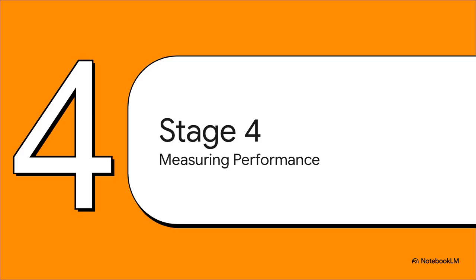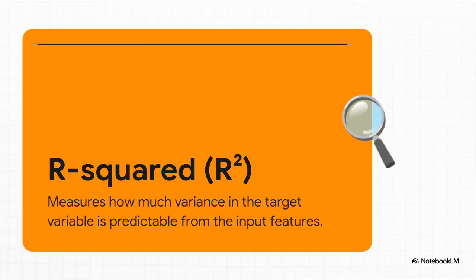Okay, so we've built the thing, we've tuned it up, but is it any good? How do we even know? That brings us to stage 4, measuring performance. For regression problems like this, the king of all metrics is usually r squared. And the target, the holy grail, the number we're all shooting for, is a perfect 1.0. So what the heck is r squared?